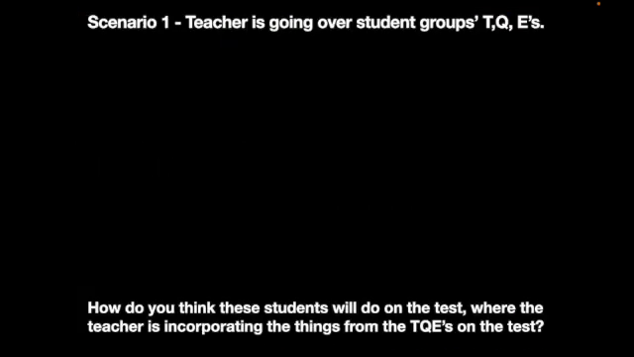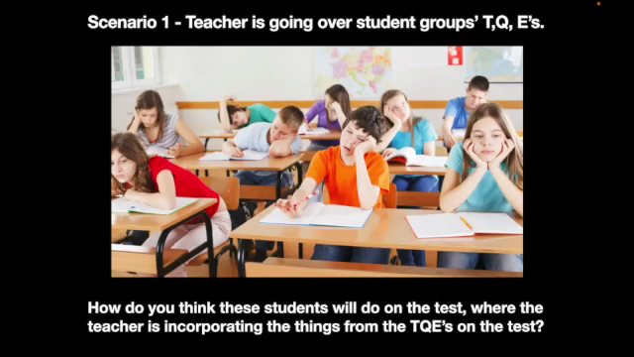So the first scenario I have for you is that a teacher is going over the students' group work on some thoughts, questions, and epiphanies. Take a look at this picture. This is what the students are like while the teacher is going over these things from the TQEs. How do you think these students will do on the test? Especially if the teacher is incorporating the things from the TQEs on the test. They're not taking notes, so probably not going to do so well on those specific points when they show up on the test.